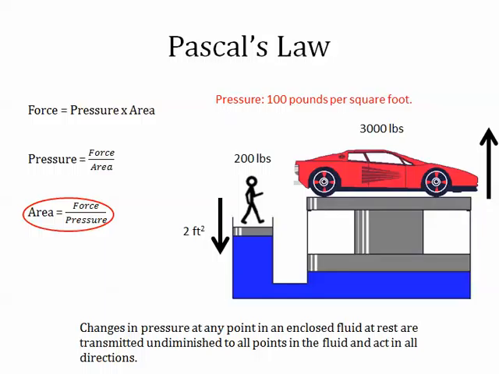The force that's necessary is 3,000 pounds. The pressure we already know is 100 pounds per square foot. So we're able to figure out that the area of that second cylinder needs to be 30 square feet in order for the hydraulic lift to work.